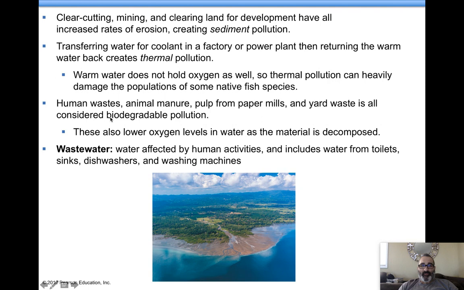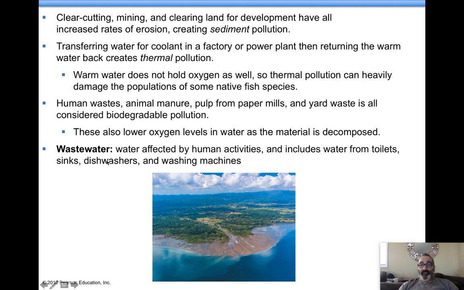Waste, human waste is another type of pollutant. Manure and waste, pulp from paper mills. These are organic wastes. Yard waste, more organic waste. All these organic wastes are considered biodegradable. But if you put all this organic waste in and it starts decomposing, the oxygen levels in the water will decrease as a result, which is what happens when eutrophication takes place. When all the algae decomposes, oxygen levels are lower. So all these things in water are not good because they increase the rate of decomposition, which decreases oxygen levels.